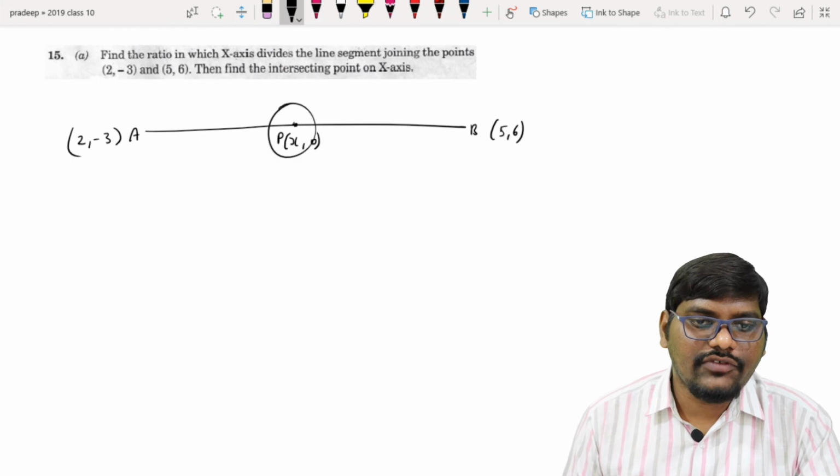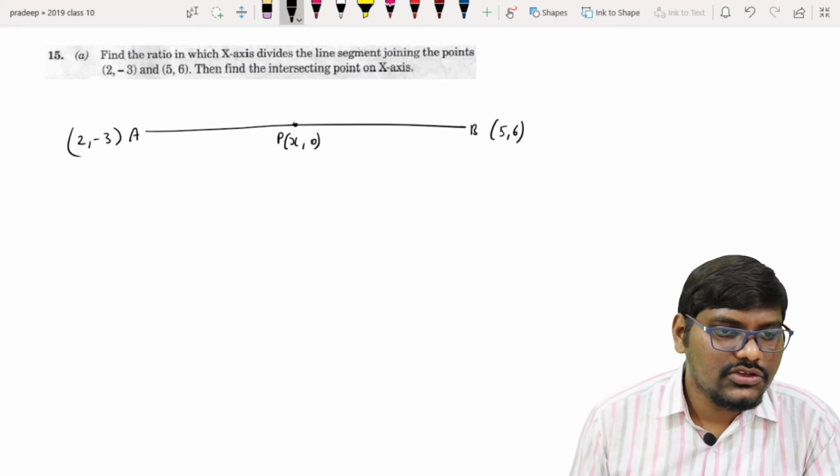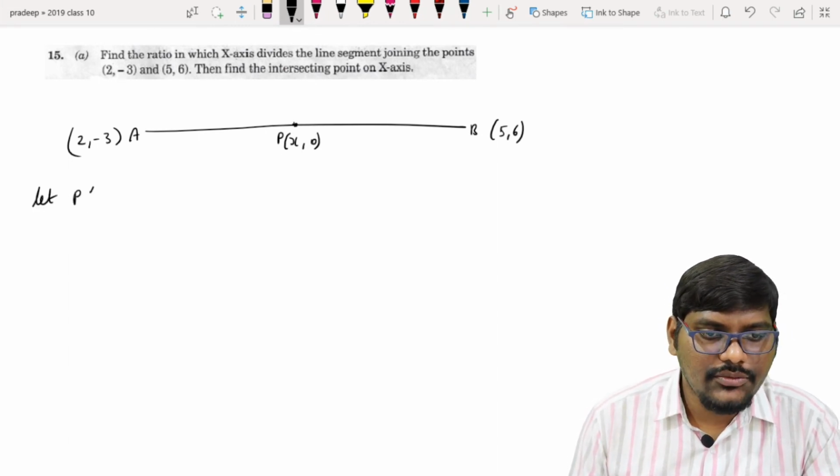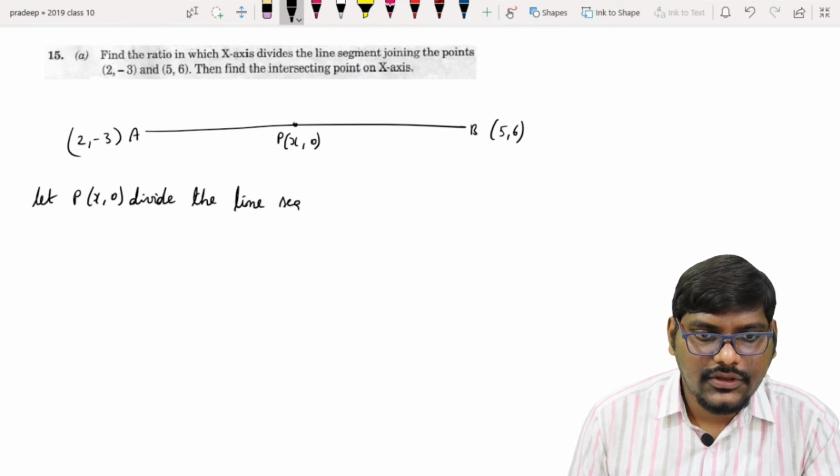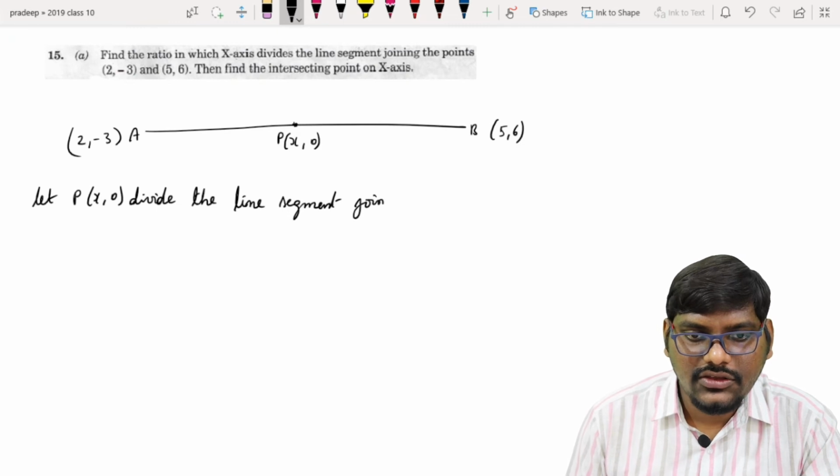So this is all the given. We'll try to find out this point. Okay, so we'll write this: let P(x, 0) divide the line segment. Alright, so where was it joining? It was joining the points.